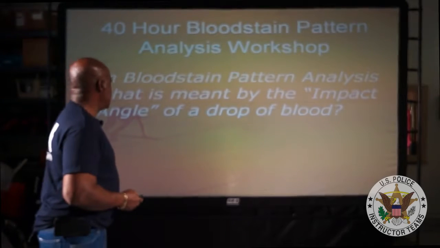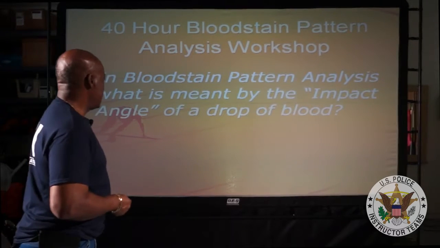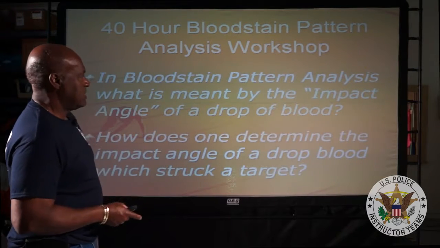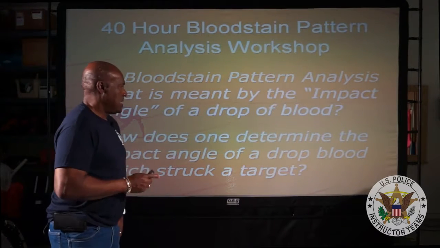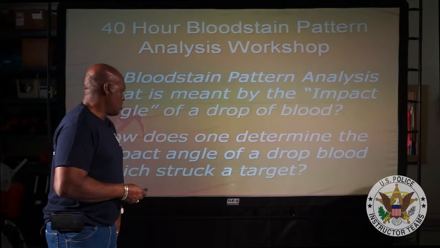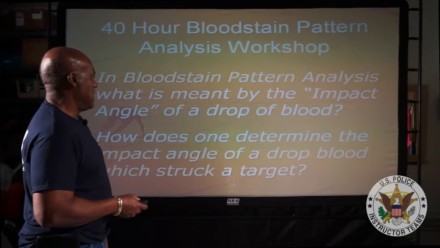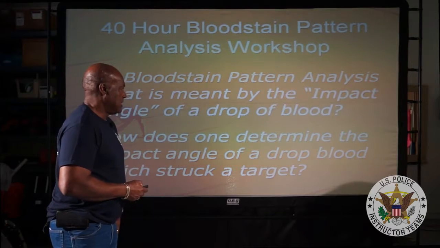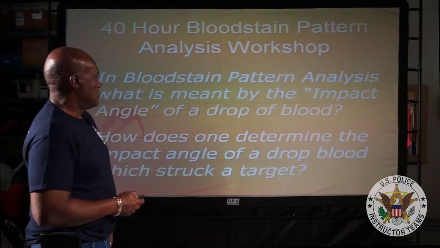In blood stain pattern analysis, what is meant by the impact angle? The impact angle is the angle at which a drop of blood impacts a target. And that could be determined by dividing the width by the length and doing the second function sine, or looking up the decimal in the tables to get the angle.